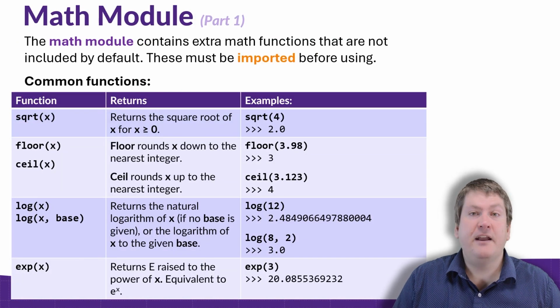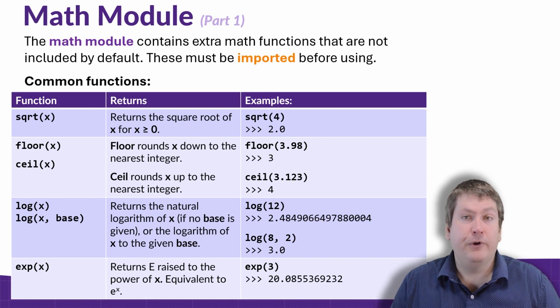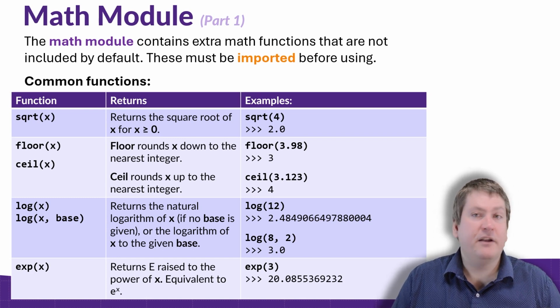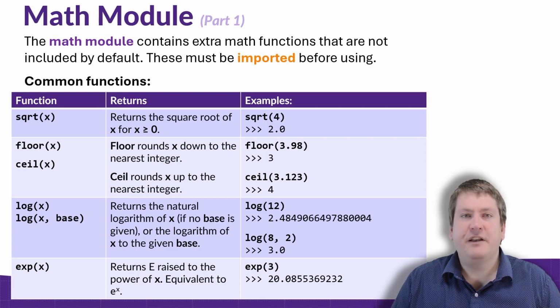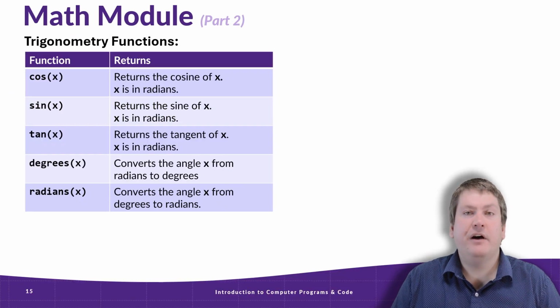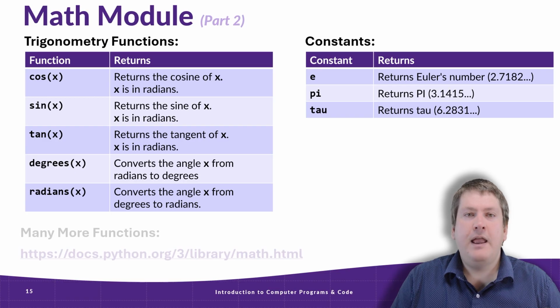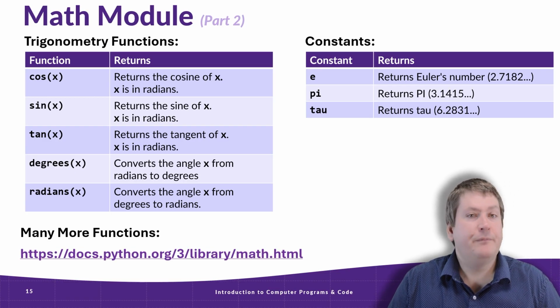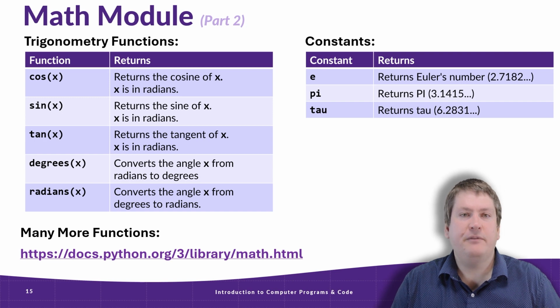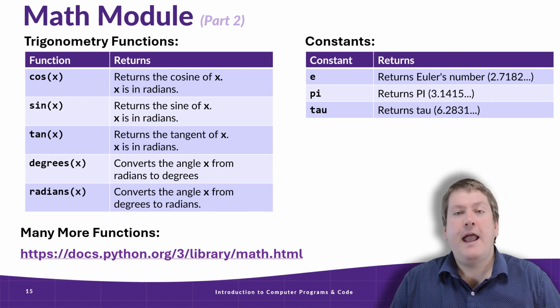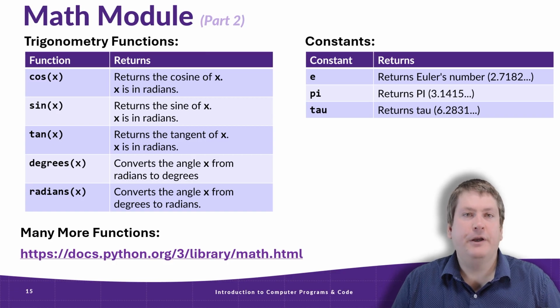The math module contains many other useful math-related functions, in addition to square root. I'm not going to go too in-depth into all of these because there are a lot of them, and they're mostly what you would expect, and you can read about them in the documentation of the math module. But some common functions include the floor and ceiling functions, the log function, and the natural exponential function. The module also contains functions related to trigonometry, such as cos, sin, and tan, mathematical constants, such as Euler's number, pi, and tau, and there are many more functions in the module. So I highly suggest that you check out the documentation for the math module, and you can find that at the URL and explore all of the possible options that are available to you.